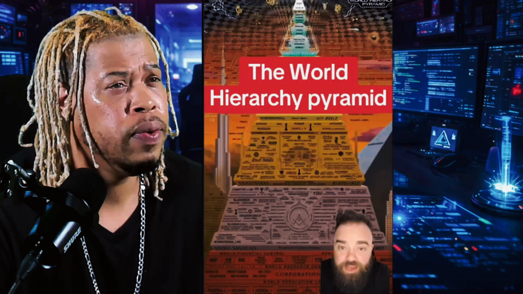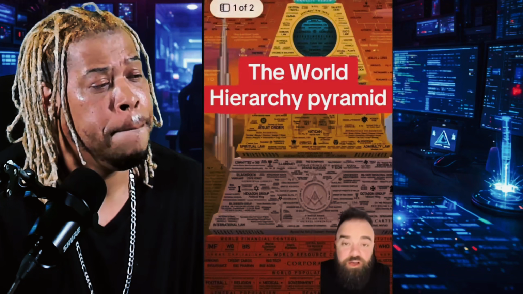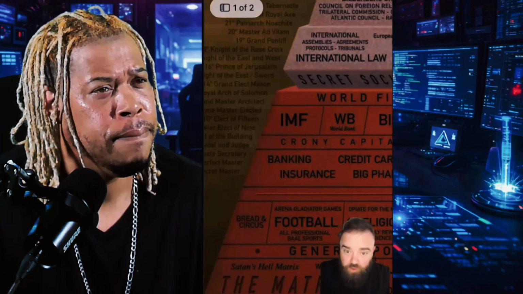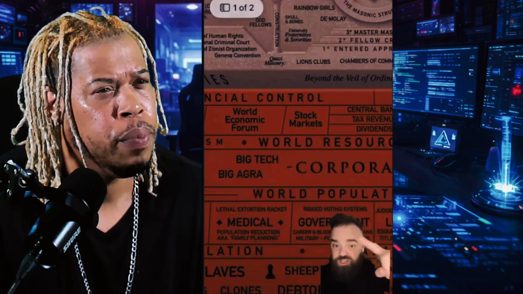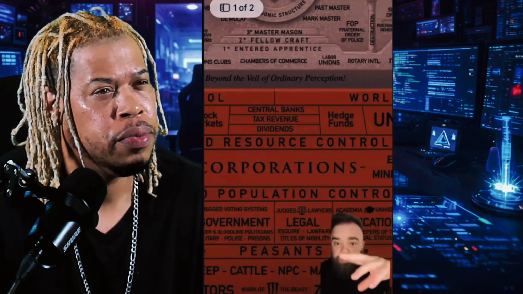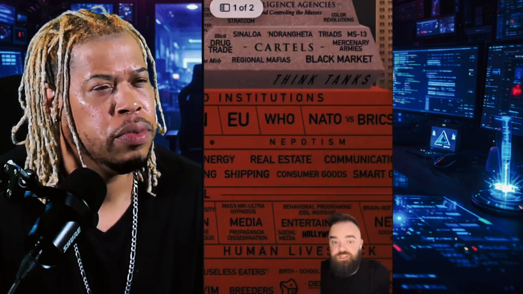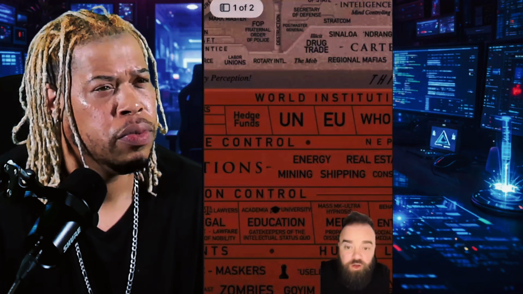The world hierarchy pyramid. This is what I've been studying for the past 2 years. So when all you guys are coming at me saying I don't know what I'm talking about, you probably haven't even heard of 90% of the stuff on here. Here's a world that most people live in: religion, medical, government, World Economic Forum, central banks, hedge funds, real estate, energy, mining, communications, Netflix, entertainment, all this 3D stuff.